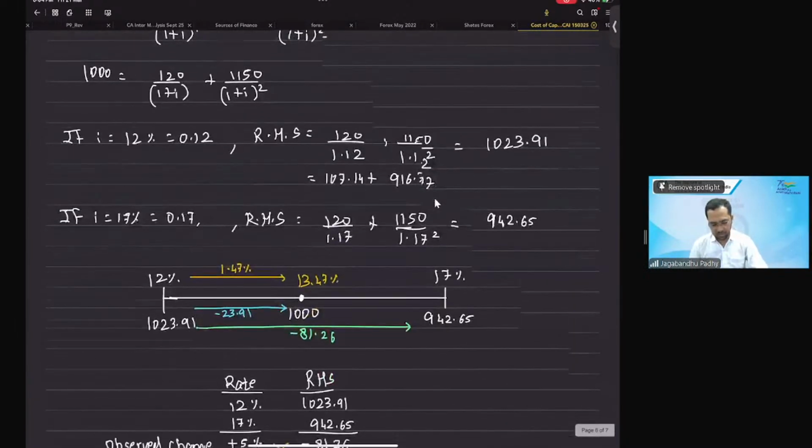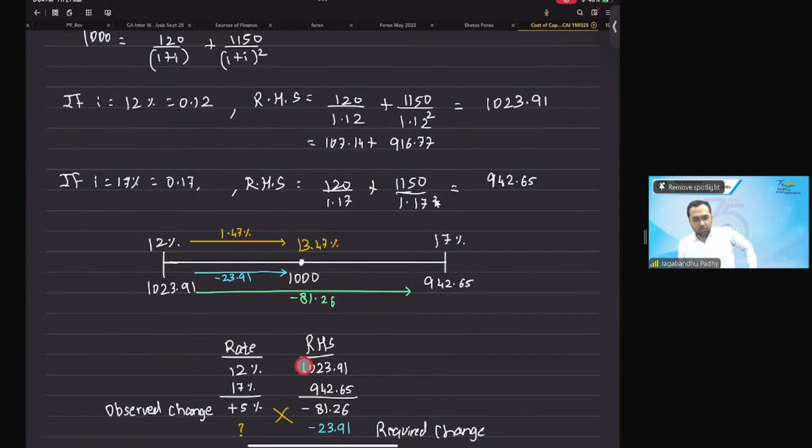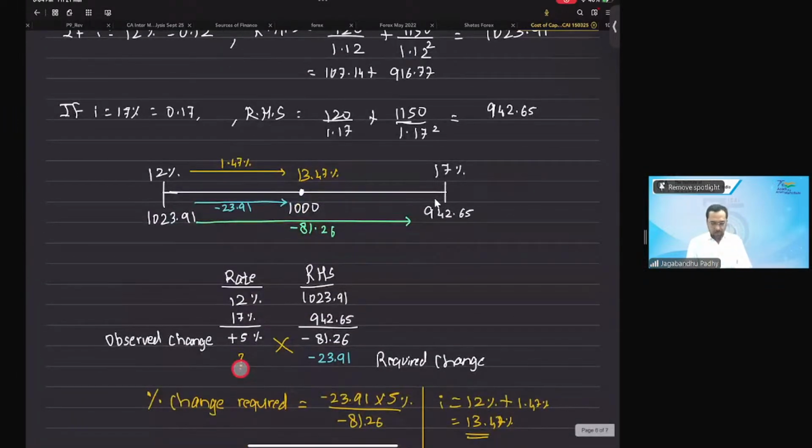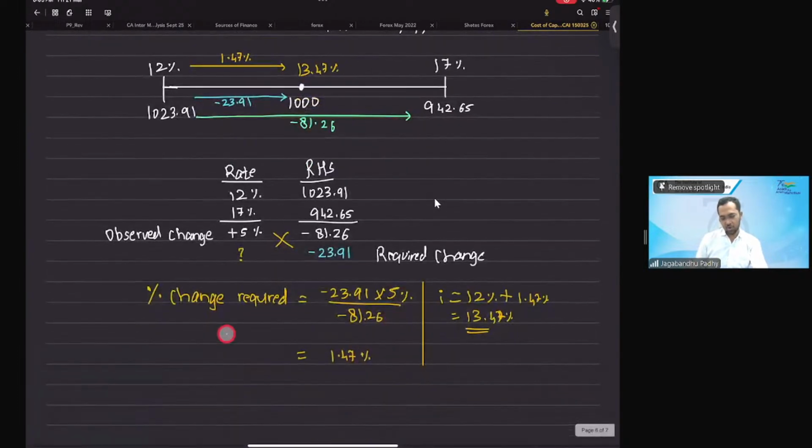We just discussed that when we are changing the rate from 12 to 17, the rate was changing by 5%, and the value was changing from 1023 to 942.65. So the difference between these two was happening for a 5% change. We wanted the change to be from 1023.91 to 1000. So it's like 23.91, right? So 23.91 is the required change. Then we simply did the cross multiplication to obtain the percentage change required. That percentage change was added to the base rate to arrive at the cost of debt using the IRR method. Right? I think this is what we discussed in the previous class.